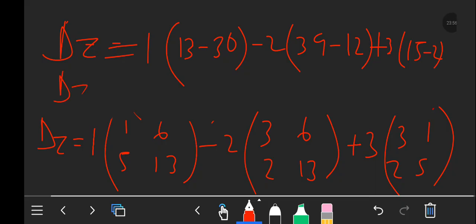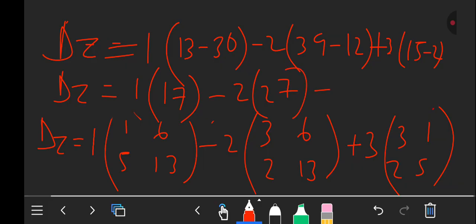So determinant for Z will be equal to 1, 13 minus 30. That should give a 17, right? Then minus 2, 39 minus 12. So that will give us 27, right? Then plus 3, 13 minus 15 minus 2, that is a 13.